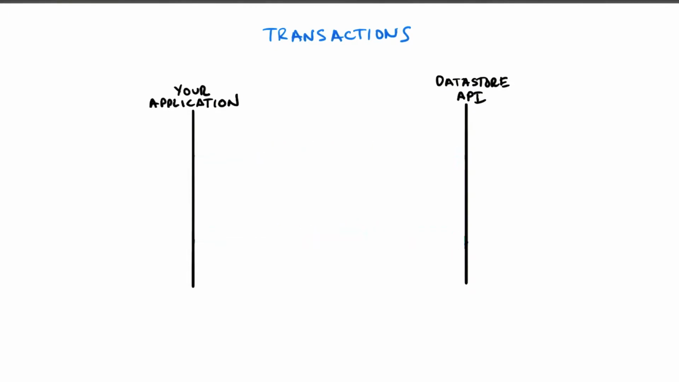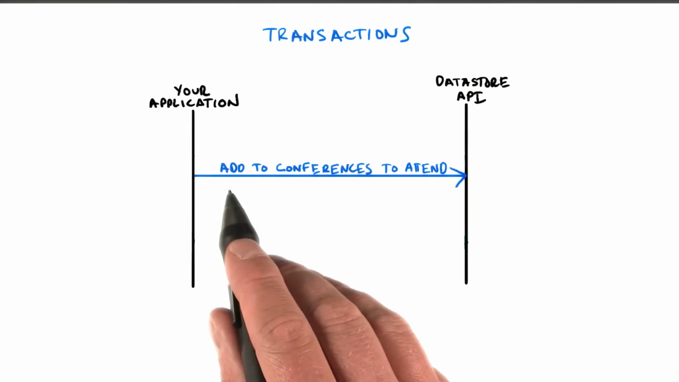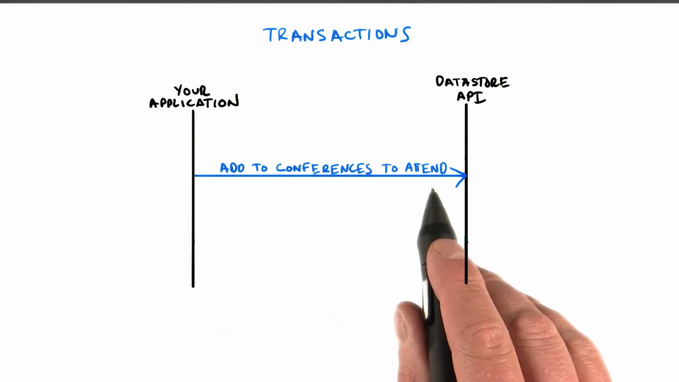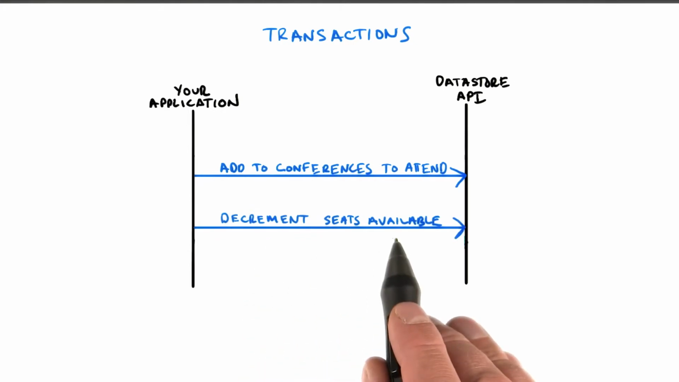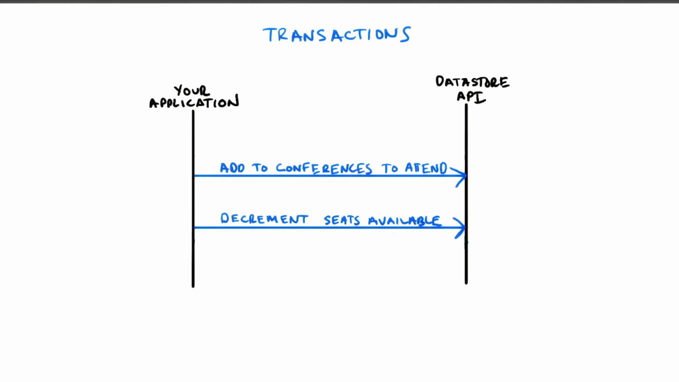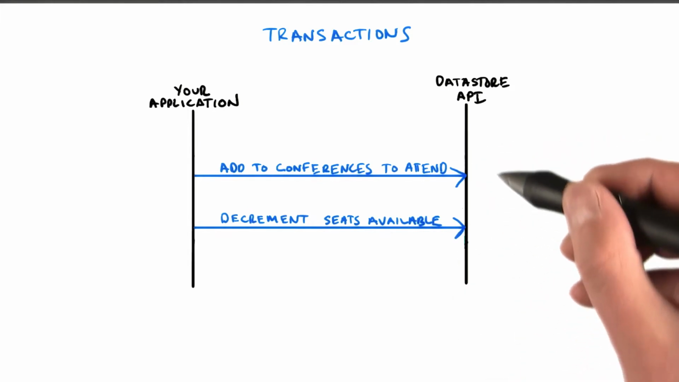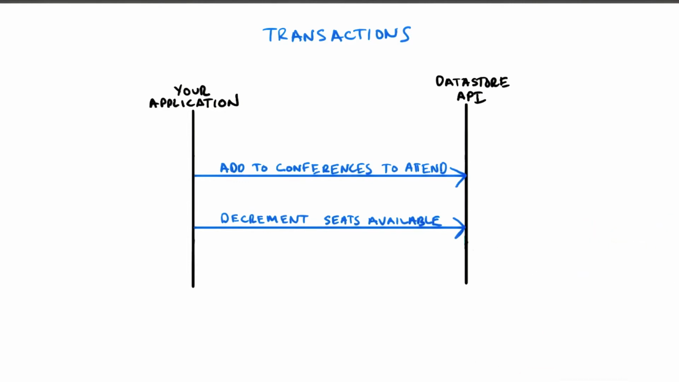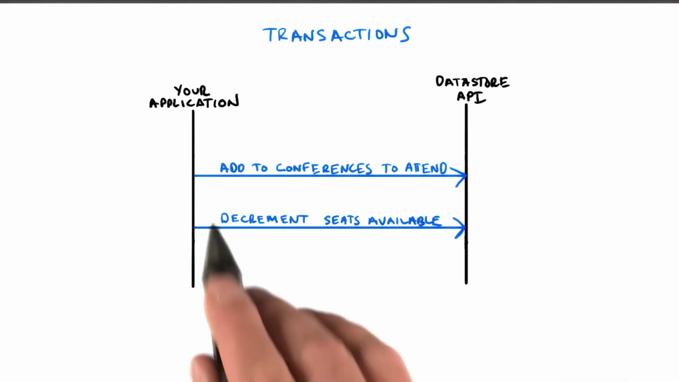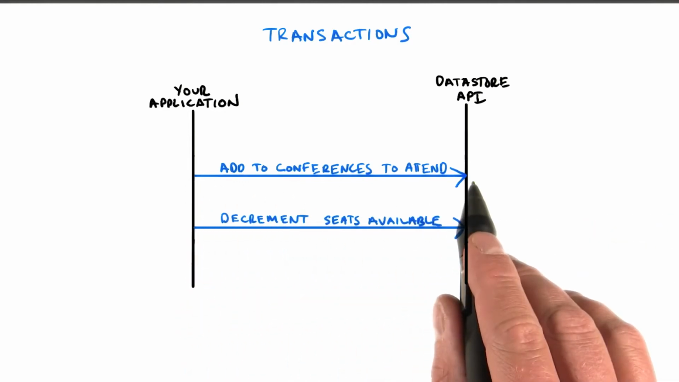So going back to transactions, in this case your application will perform 2 update operations on 2 separate entities. On the profile entity, it will add the conference to the conferences to attend property. And on the conference entity, it will decrement the seats available counter. Although these operations are performed independently in this diagram right now, you may see that they are in fact highly dependent on each other. Imagine, for example, that you have successfully added the conference to the profile entity.